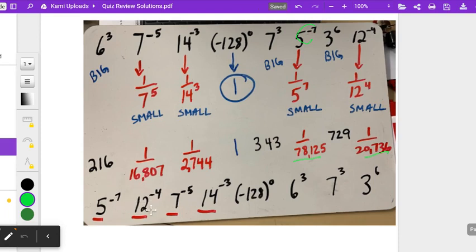Next was 12 to the negative 4. That's this one over here. 7 to the negative 5 is next smallest. 14 to the negative 3. Then here's our one with the exponent 0. We know this is just 1. So all of these are less than 1. They're fractions that are less than 1. Now we get into our bigger numbers. 6 cubed is 216. Then 343. Then 729. So that's one way to approach that question.